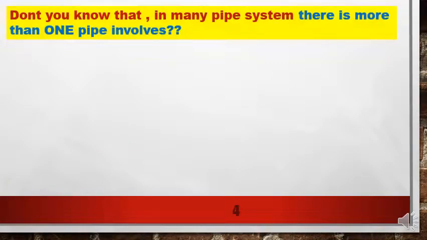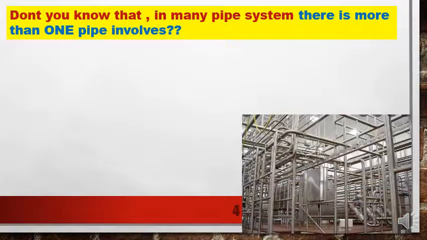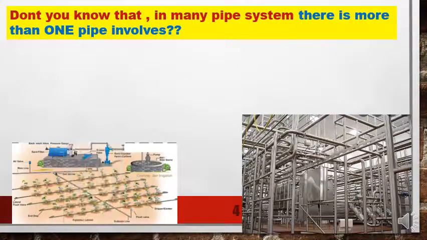Okay, in many piping systems, it actually involves more than one pipe. For example, if you look at this picture here, it is a pipeline involved in a chemical production line. And here, a plant irrigation system to produce vegetables also involves more than one pipe system. So actually, the way to arrange the pipeline system has certain categories, certain types.